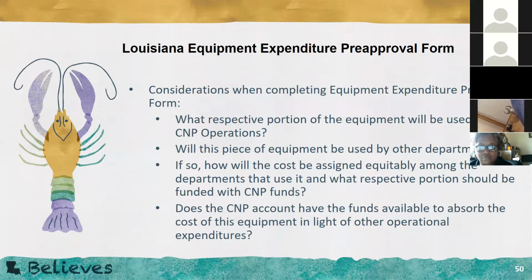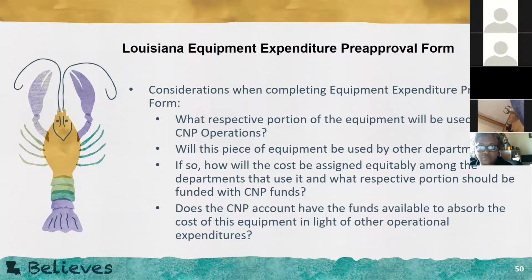If the equipment is to be used by more than one department, covering 100% of the cost of the equipment is not allowable. However, a partial payment may be approved if the cost is divided equitably amongst departments based on usage. When requested by the state agency, USDA did not allow the addition of ice machines or hot water heaters to the pre-approved list because they are often used for programs outside of the child nutrition program.